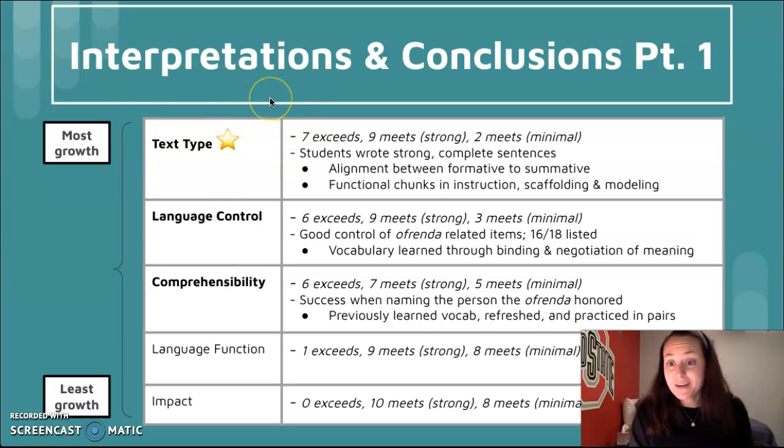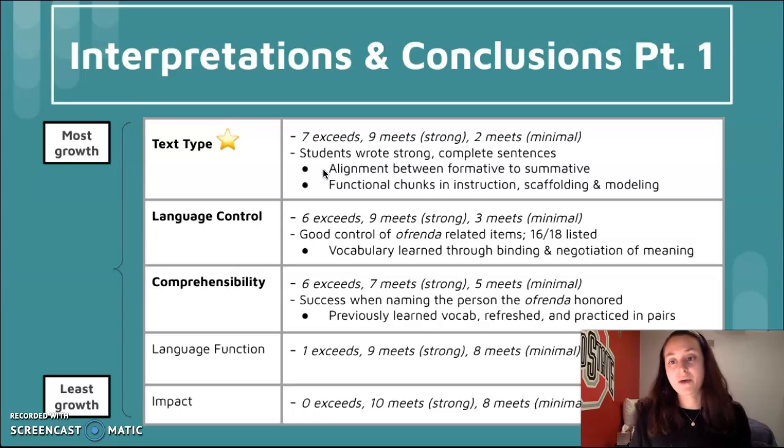As we can see, text type was where students demonstrated the most growth, with 8 exceeding, 9 meeting strongly, and 2 meeting minimally. Students wrote strong, complete sentences in their final IPA presentational writing task. And I attribute this to an alignment between the formative and summative assessments. I also attribute this to the functional chunks that I introduced in instruction and that were practiced repeatedly.